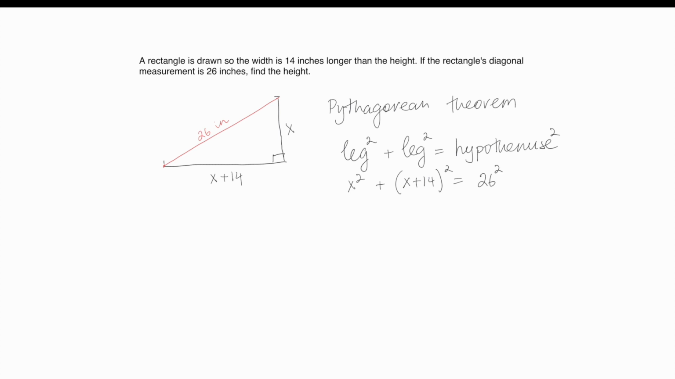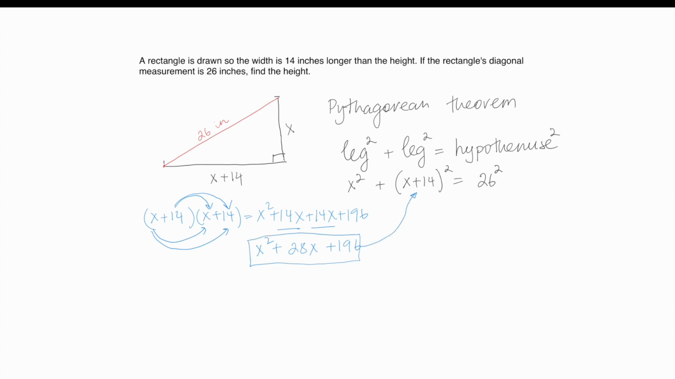I will go ahead and multiply x plus 14 by another x plus 14 because the equation tells me to square it, and I will do that work on the side in blue. So I distribute the x first here, and it gives me x squared plus 14x. And then I will do the same with this 14, so that will give me 14x plus 196. And combining these two 14x terms, I get x squared plus 28x plus 196. And this expression will be replacing this set of parentheses inside of my equation.